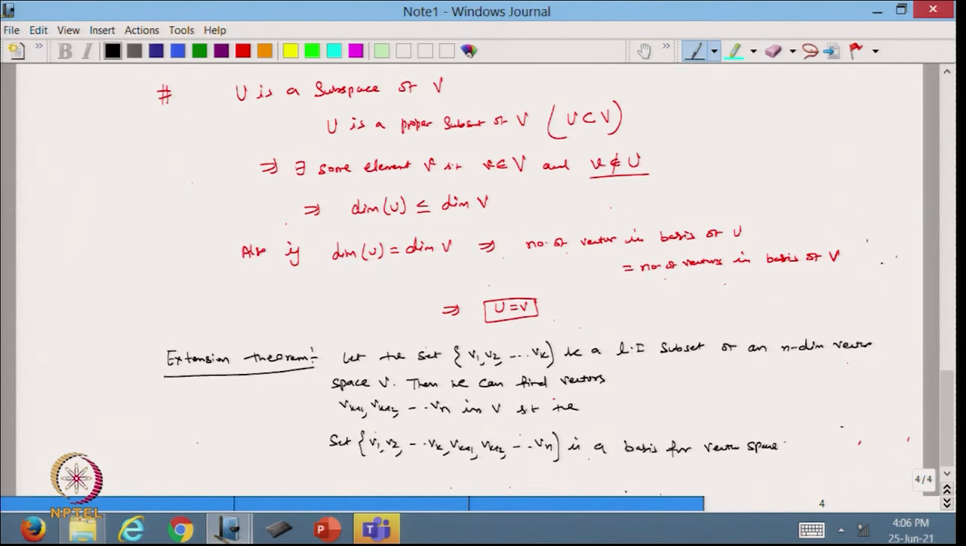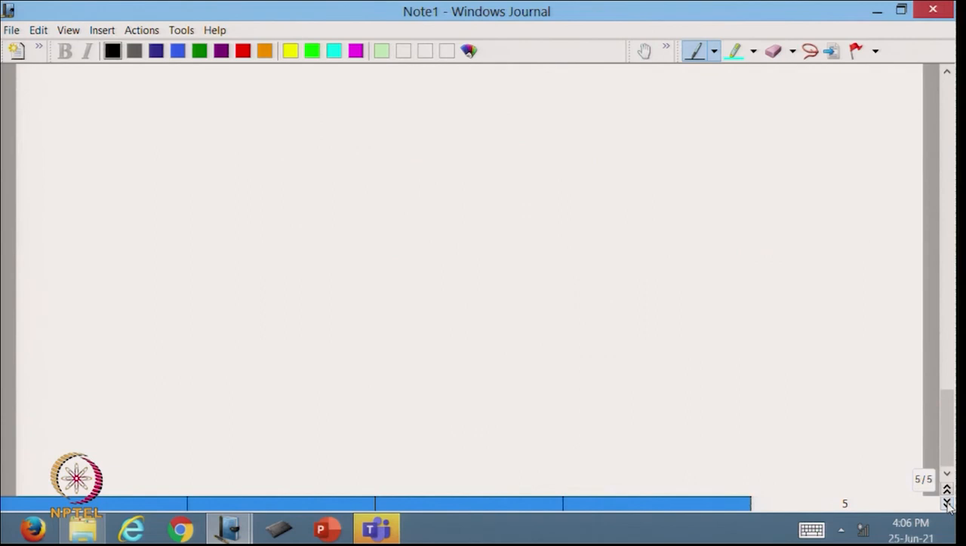It means if I have an n-dimensional vector space, and in that vector space I get a set of k vectors, where k is definitely less than n, then we can extend these vectors, because they are linearly independent. I can extend these vectors to n vectors such that they become a basis for the vector space V. So in that case it will be linearly independent as well as span the whole V. So this is the extension theorem, and we will use this theorem in future for the extension of a basis.